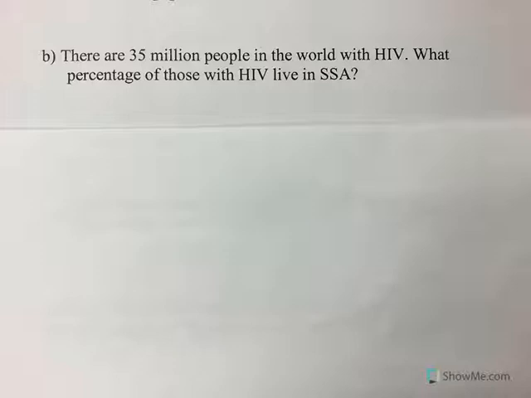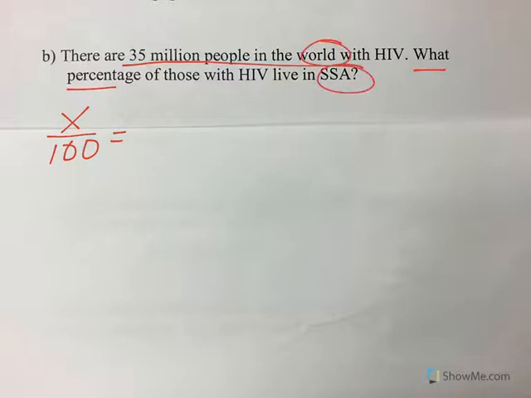Part B. There are 35 million people in the world with HIV. What percent of those live in Sub-Saharan Africa? So the key here is what percent. Remember, we talked about what percent, so that's x over 100. Now, 35 million people, is that part or is that whole? Well, we're comparing the world to Sub-Saharan Africa, and hopefully you understand that Sub-Saharan Africa is the part and the world is the whole. So 35 goes on the bottom, and now you're thinking, well, what goes on the top?